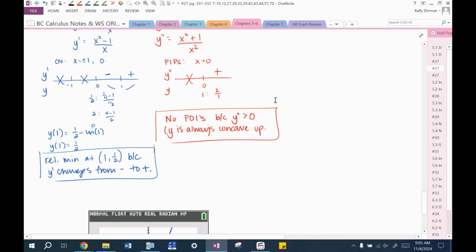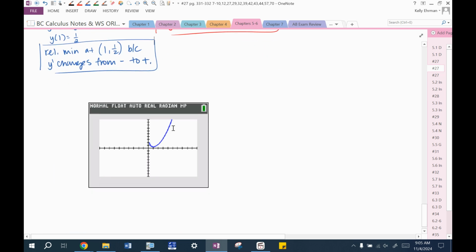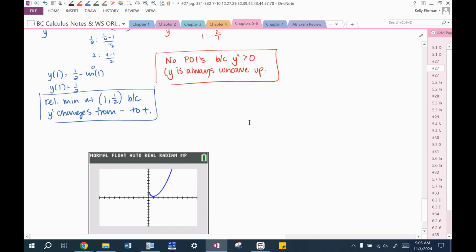Use a graphic utility to confirm your results. So that's here. Yep, this graph looks kind of like a little swoosh, and so that's concave up. Oh, and that was our last problem.